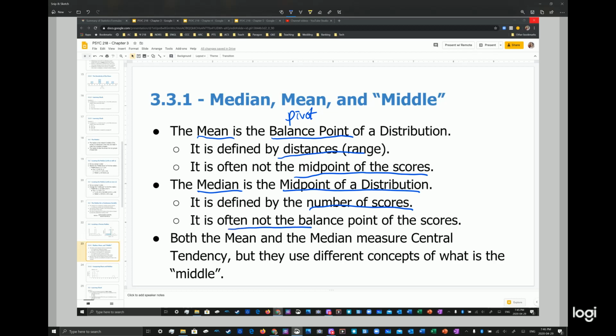And it is often not the balance point of those scores. So if you were to use the median as a pivot, even though it splits the scores in half, the weight of the scores, that is the value of x, can tip the scales, so to speak. So remember, the mean is the pivot, the balance point, and the median is the middle score. However, both of these are measures of central tendency in that they are both trying to figure out what the middle score is as an expected score.